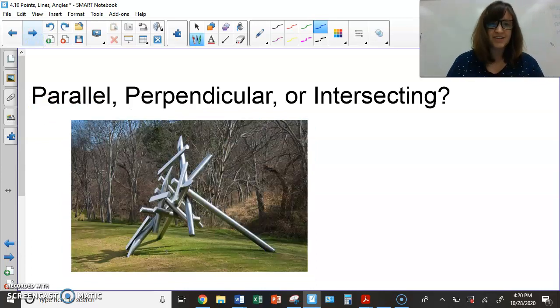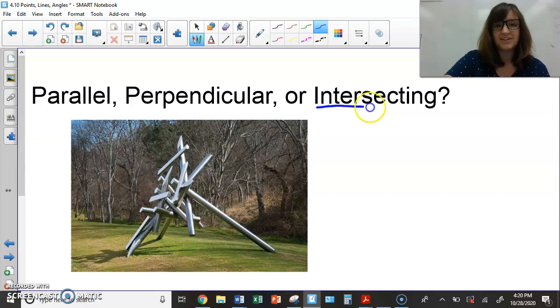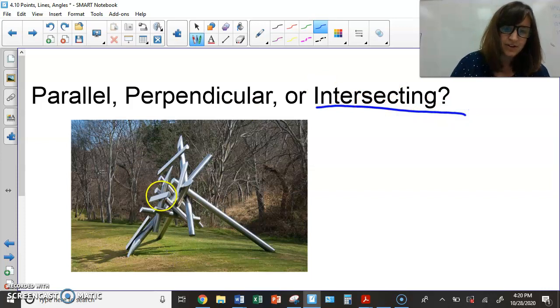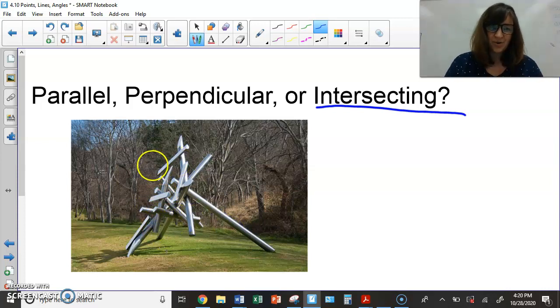Let's look at some others. Look at this shape right here, this structure, this modern art piece. This is a whole bunch of intersecting lines. Maybe if we saw it at a different angle, this line looks like it might be perpendicular to this line, I'm not sure. And maybe this top one might be parallel to this one, but we don't have the best view. A lot of what we can tell is these are crossing at all different kinds of angles. So these are intersecting lines.